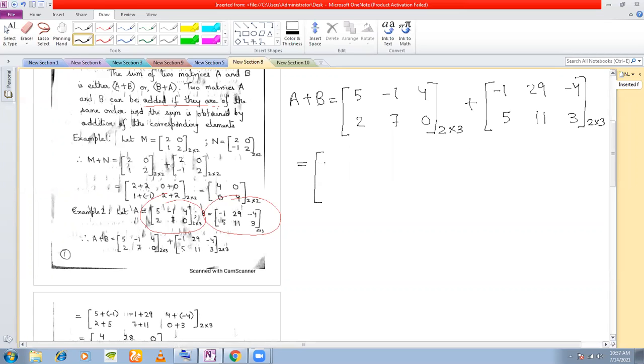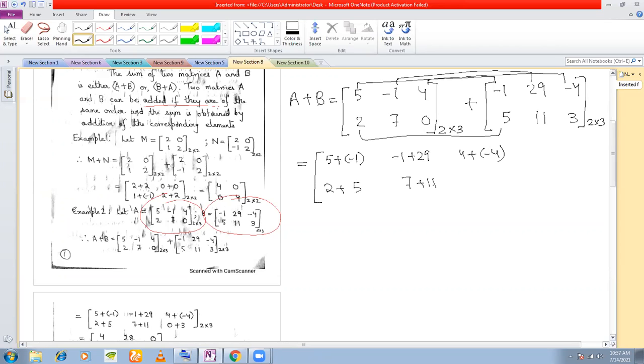So if you want to add them, you add the corresponding elements, 5 plus minus 1. Next you have minus 1 plus 2. Corresponding elements, right? See 5 with minus 1, minus 1 with 2, and then we have 4 with 4. So 4 plus 4. Similarly, here also 2 plus 5. Similarly, you have 7 plus 11, and you have 0 plus 3.